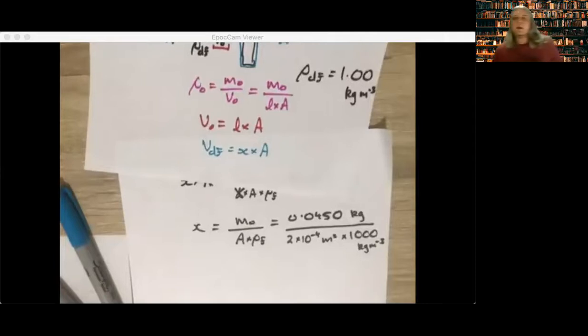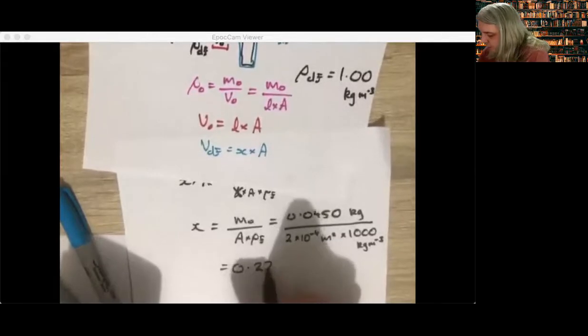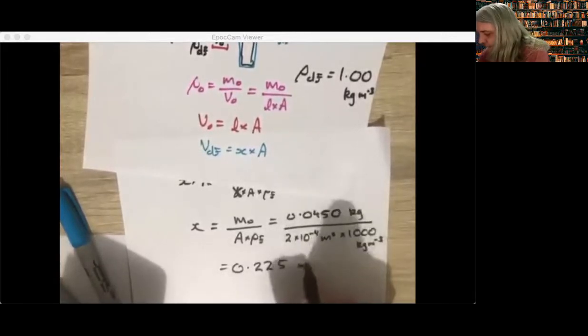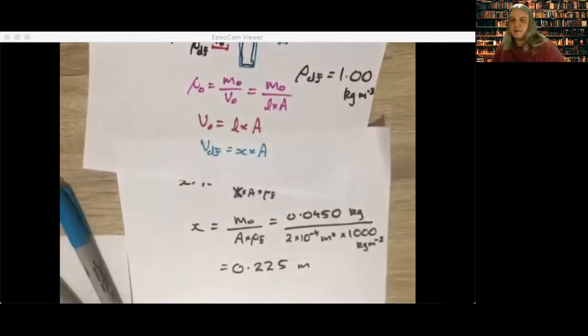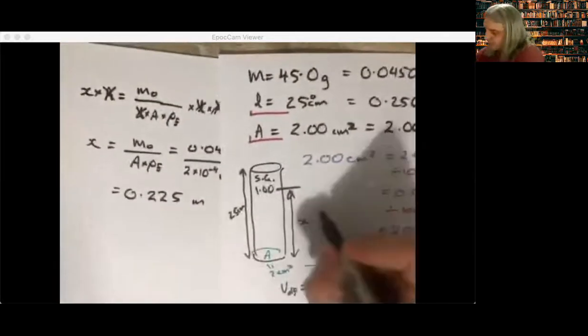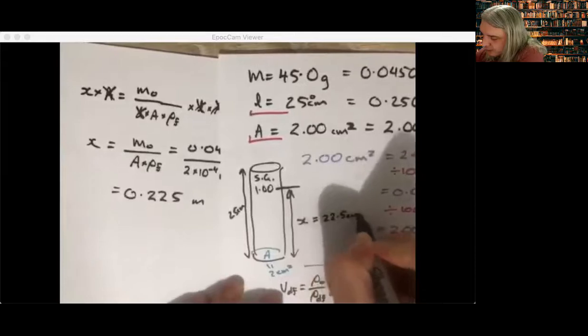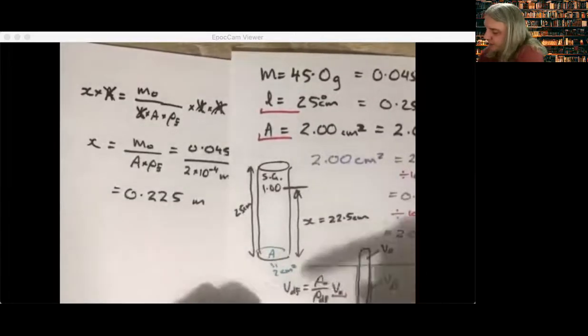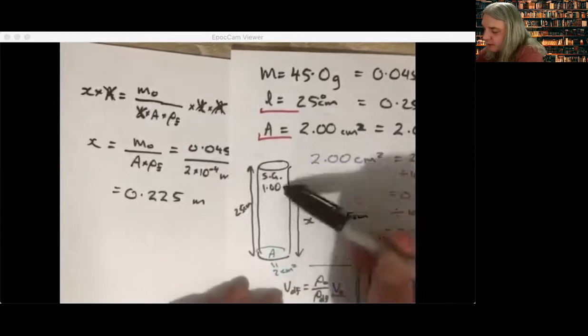So I will grab my calculator, as I hope you all have, and we'll see if I get something that is appropriate. Divided by 2 exponent -4 times 1,000. And I get 0.225 meters. So that tells me that in this scenario here, X is 22.5 centimeters. And that's all the question is asking us. How far up from the bottom should our marking be?